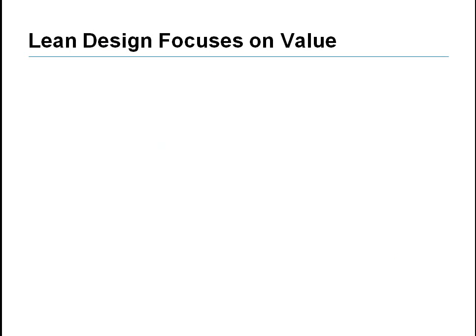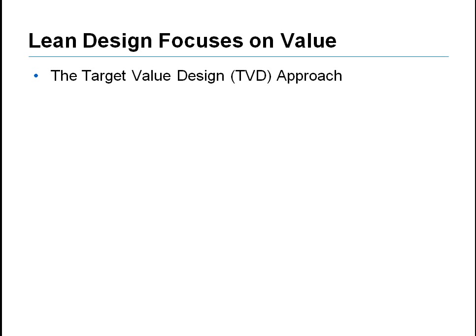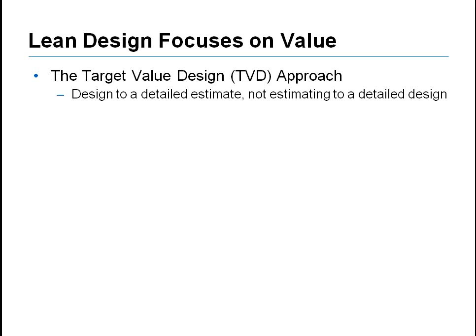Lean is not about efficiently building an inefficient design. The greatest opportunity to influence the delivery of value for the lowest cost takes place in design. The objective of target value design is to develop an efficient design by factoring cost directly up front as a design criteria and not waiting until after design to determine costs, which would then trigger inefficient value engineering sessions. Designing to a detailed estimate and not estimating to a detailed design requires total team collaboration and is nearly impossible to do outside an IPD environment.